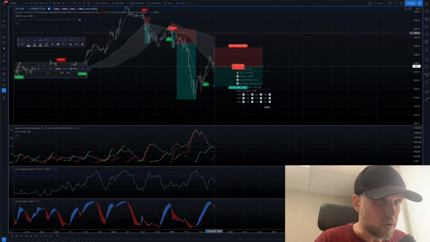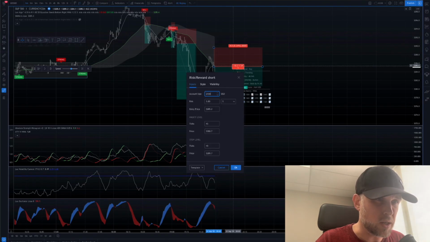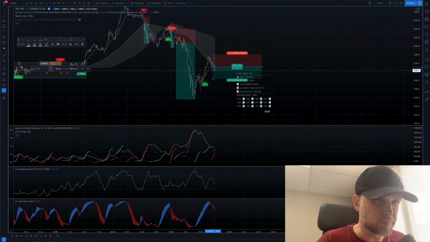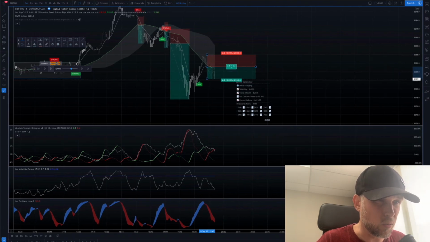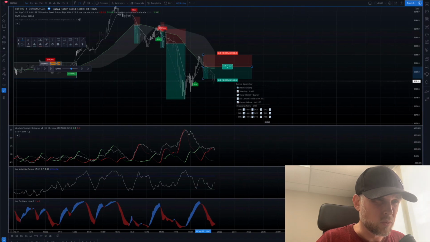So we've got an entry here, and this is an ATR of, what is this ATR here? It's 1.4, so I'm going to take 28 ticks here, and we'll see where this takes us. Yeah, we took profit again on one of them, one trade.